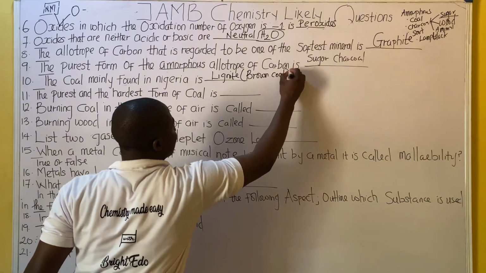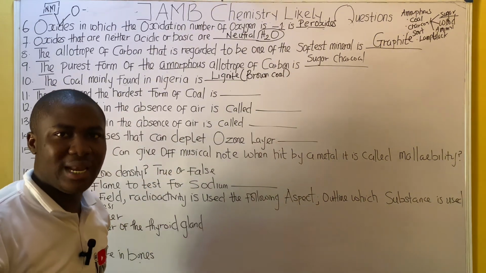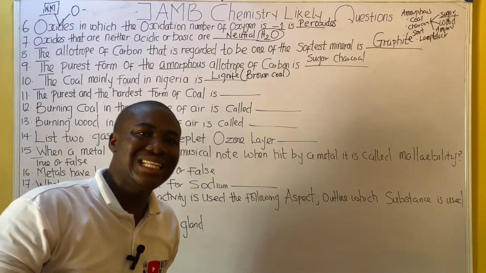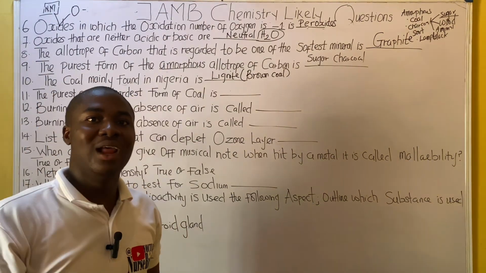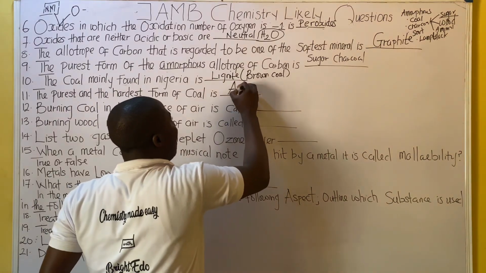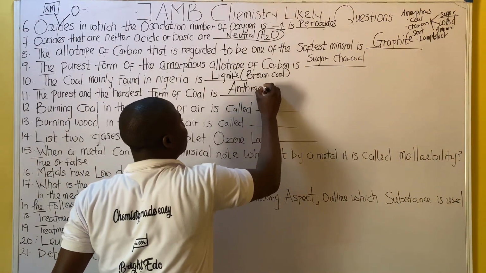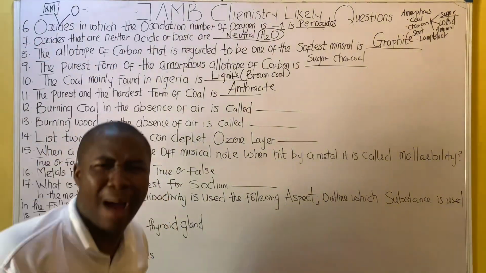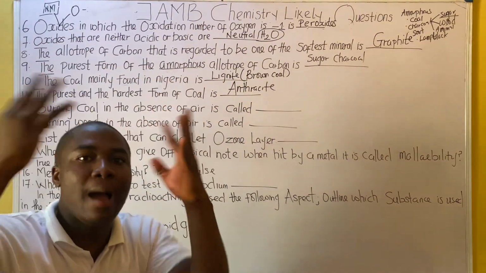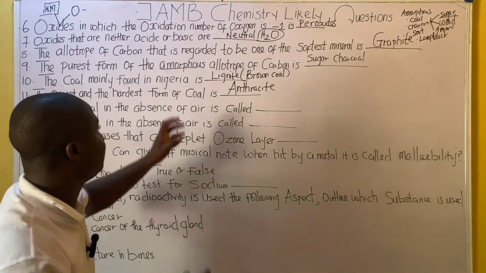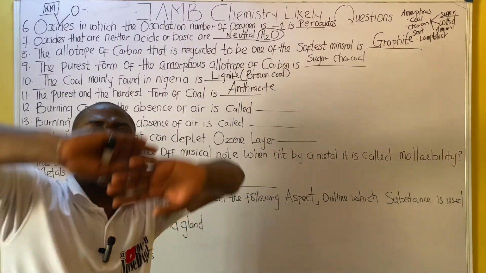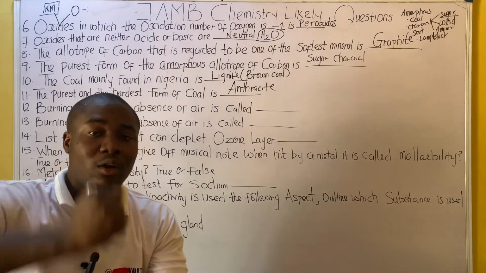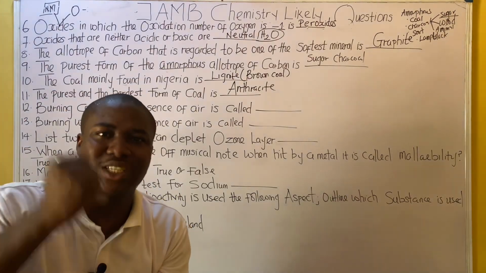This must be noted. Moving over to the next question, which says the purest and the hardest form of coal is called anthracite. Please don't get confused with the purest form of amorphous allotrope of carbon. They are being generalistic there. They just asked, what is the purest form of amorphous allotrope of carbon? It is called charcoal, but specifically it should be called sugar charcoal.